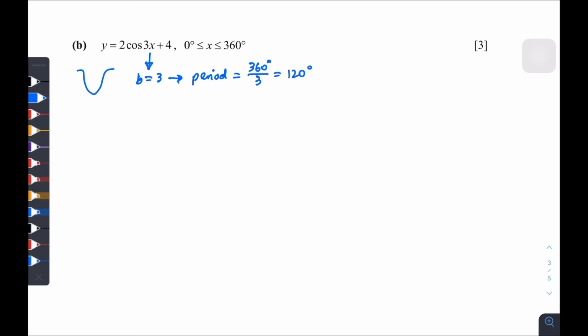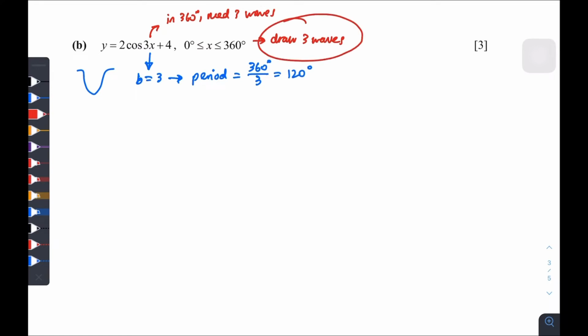This signals to me that if my period is 120 degrees, and I need to draw 360, it means I need to draw 3 waves, 3 times 120. Another way to see this is that this 3 in 3x means I need 3 waves in the original 360 degrees. So it's actually consistent with whatever we calculate over here.